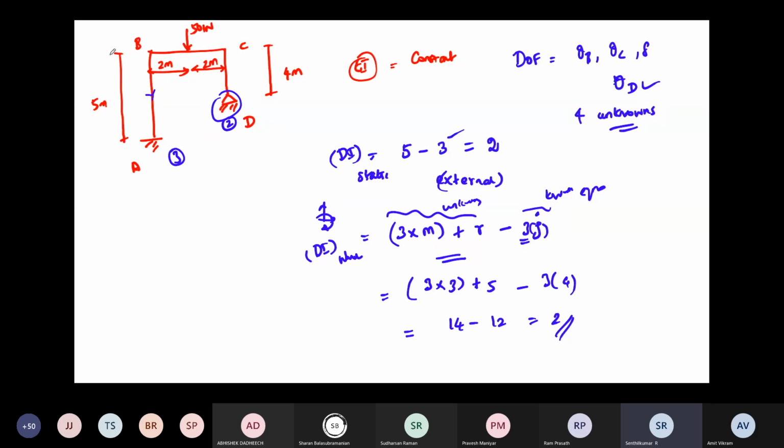Each member means how many members are there: A B, B C, C D. So 3 into 3. These are unknowns, minus each joint, I have 3 equations. I can put sigma M equal to 0, sigma H equal to 0, and sigma V equal to 0 at the joint itself, like what you have done in truss. You might have done the truss problem, right? Method of joints.